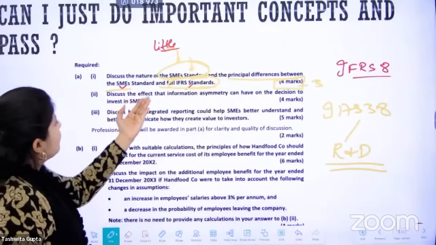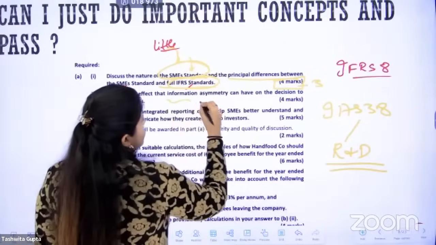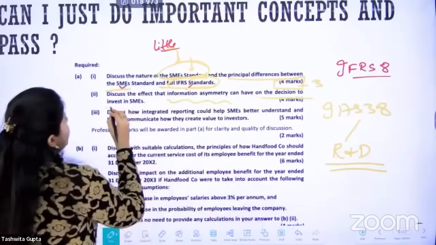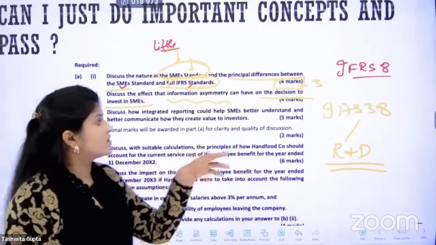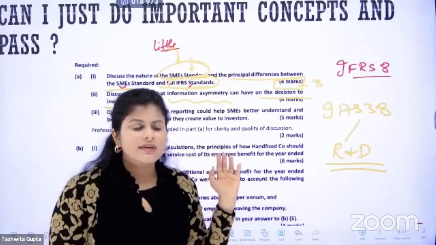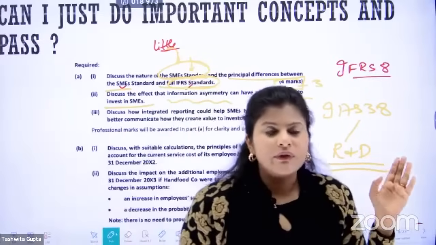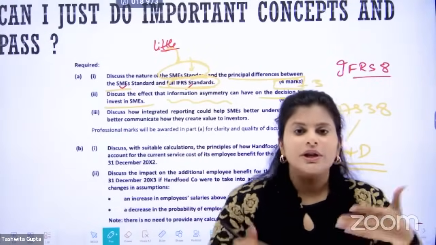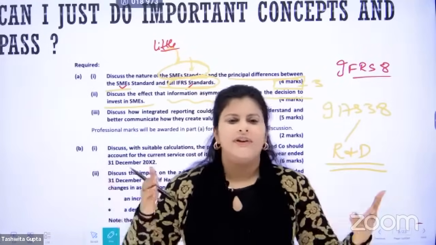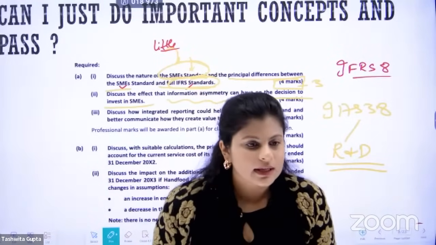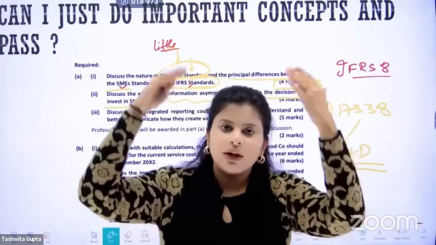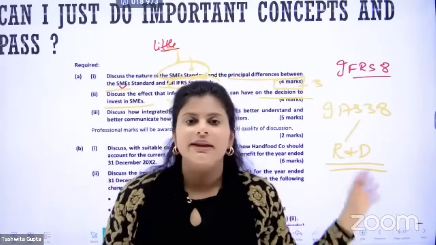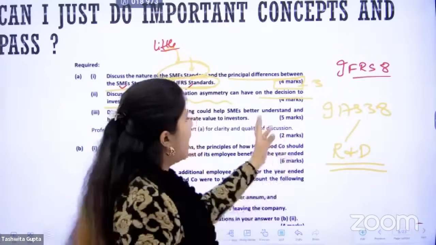Then discuss the effect that information asymmetry can have on the decision to invest in SMEs. What is this information asymmetry? Don't you think this question is a little bouncer? We've not done it directly in our standards. What is information asymmetry and how is it affecting the investment decision? So this is totally going over our head. Bouncer question, classic example of bouncer question. How to deal with it?